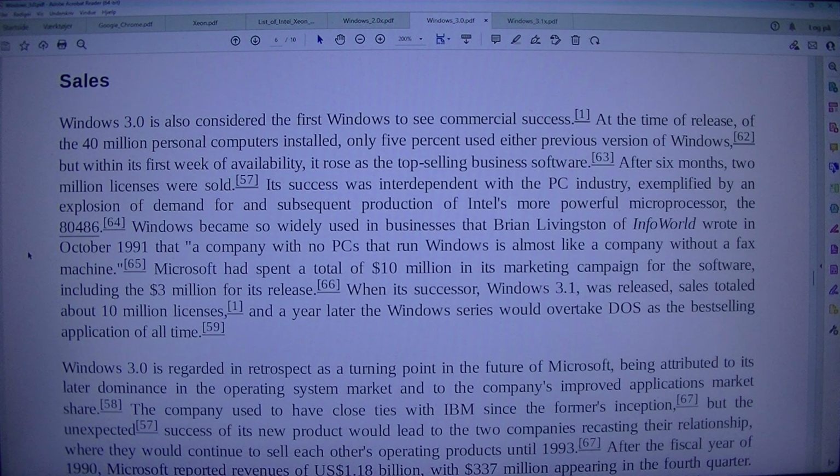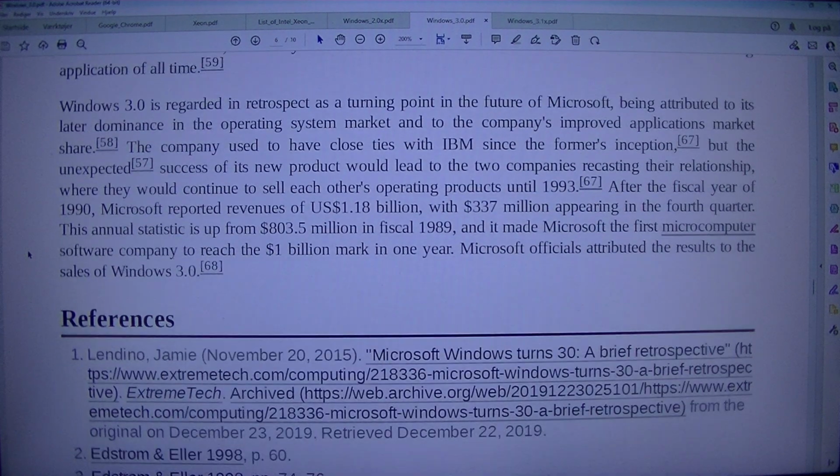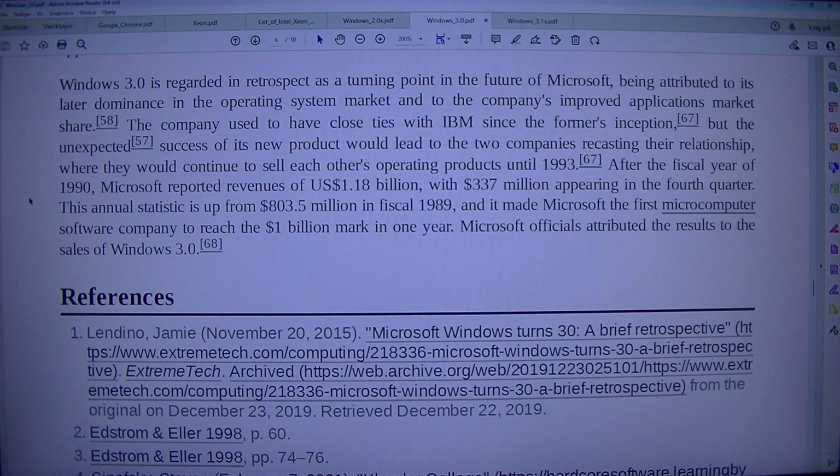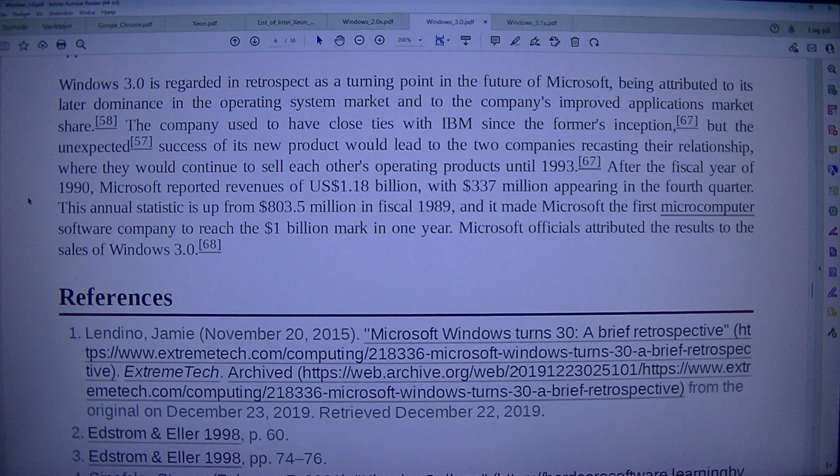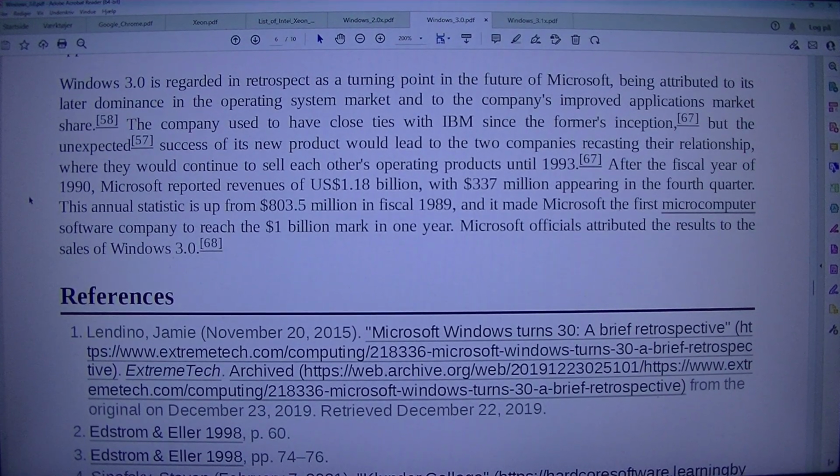Microsoft had spent a total of $10 million in its marketing campaign for the software, including the $3 million for its release. When its successor, Windows 3.1, was released, sales totaled about 10 million licenses. And a year later the Windows series would overtake DOS as the best-selling application of all time. Windows 3.0 is regarded in retrospect as a turning point in the future of Microsoft, being attributed to its later dominance in the operating system market and to the company's improved applications market share.